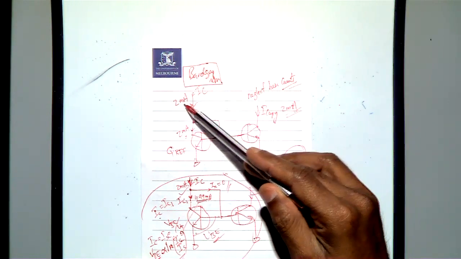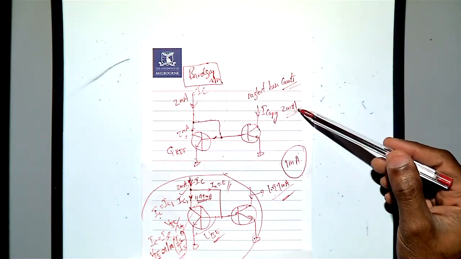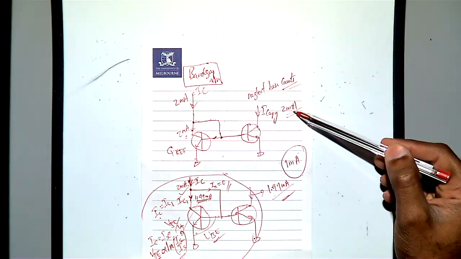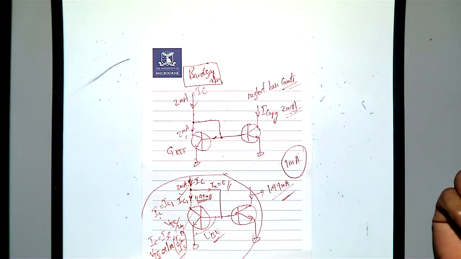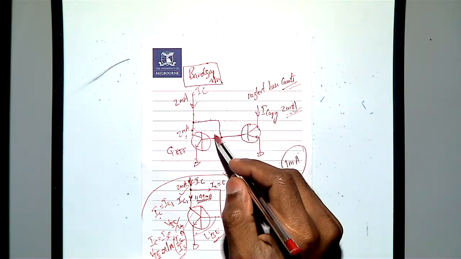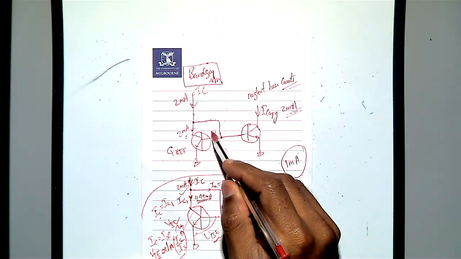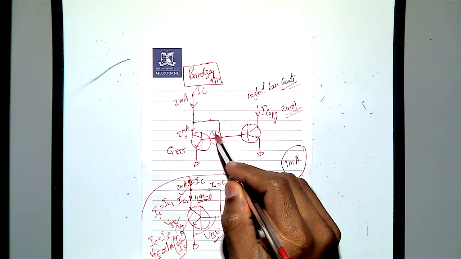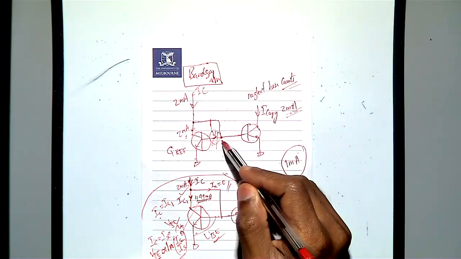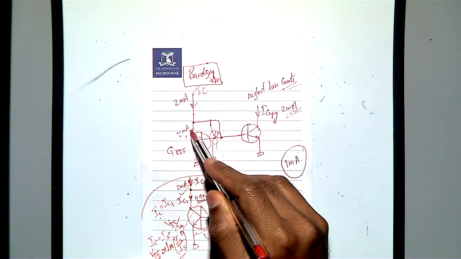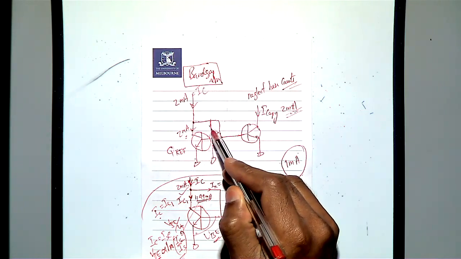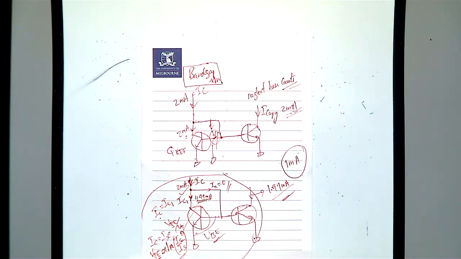Here now we got 2 milliamps, here I got 2 milliamps. My requirement is that here I need 1 milliamps. If I need 1 milliamps, what can I do? Yeah, so if I connect another transistor in parallel, then this 2 milliamps current is coming, then 1 milliamps will go here, 1 milliamps will go here, so that I can get a fraction.